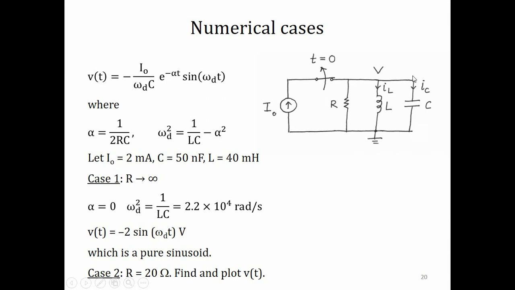So for a parallel RLC circuit, an infinite resistance is the ideal case. With anything less than infinite, the resistor would dissipate energy, and the lower the value of the resistance, the higher the damping. The lower the R, the higher the alpha, the more the decay. So that is that. Case 2 is R equal to 20. I would like you to write the equations and plot V of t just as an exercise.